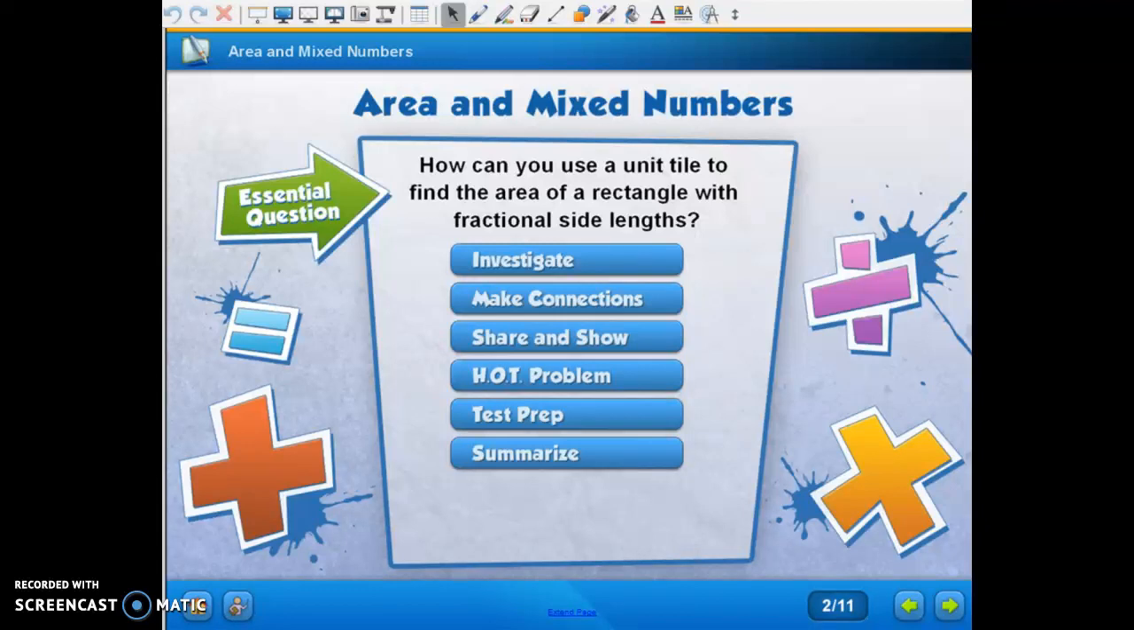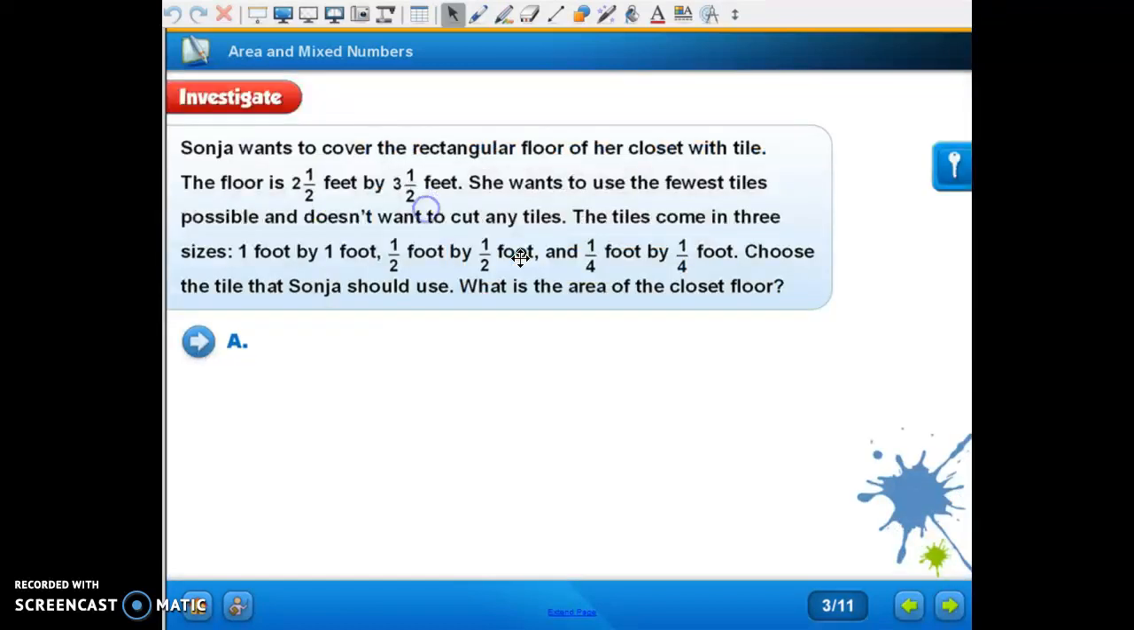This is lesson 7.7, page 317, and it's all about area and mixed numbers. How can you use a unit tile, probably like a little square, maybe our cubes or our flats? A unit tile, remember, doesn't have a specific measurement of centimeters or feet or inches or things like that. You would have to have that same unit tile to figure out the actual size. How can you use a unit tile to find the area of a rectangle with fractional side lengths?